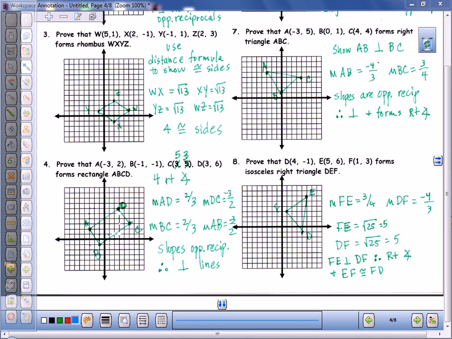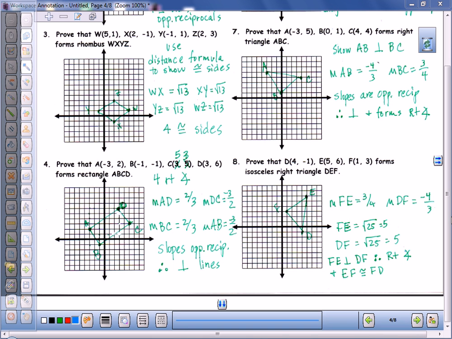So you find the slope of these? Yeah, for a rectangle, we're going to have 4 right angles. So if we find that the slopes are opposite reciprocals, we're good. Well, mathematically, you can do it, considering you can prove parallelism.